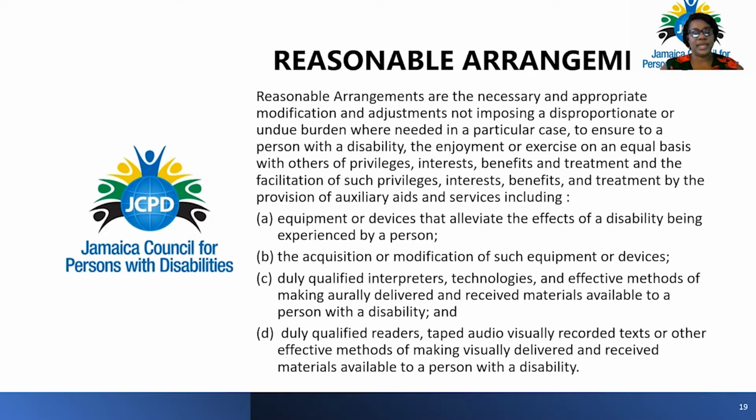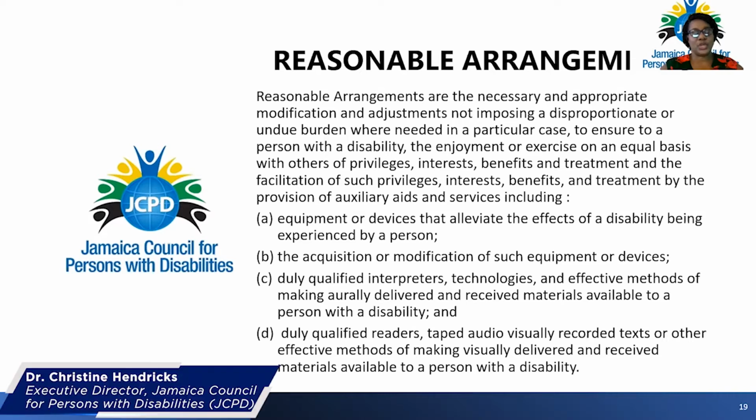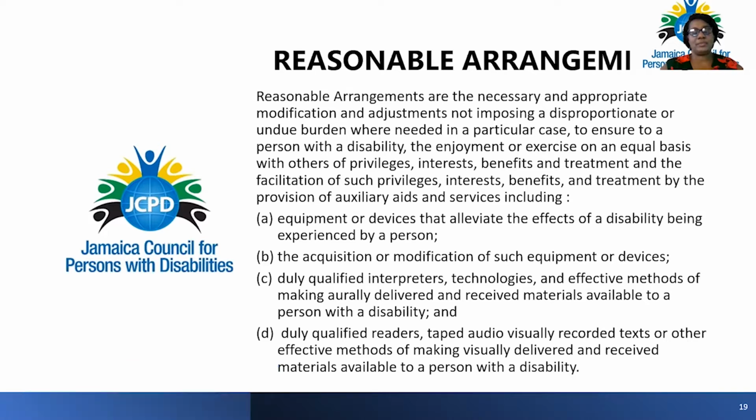And such includes A, equipment or devices that alleviate the effects of a disability being experienced by a person. B, the acquisition or modification of such equipment or devices. C, duly qualified interpreters, and we have one right here this morning with us. Technologies and effective methods of making orally delivered and received materials available to a person with a disability. And duly qualified readers, taped audiovisually recorded text, or other effective methods of making visually delivered and received materials available to a person with a disability. So reasonable arrangement is anything that will allow the individual with the disability to function effectively in their environment.